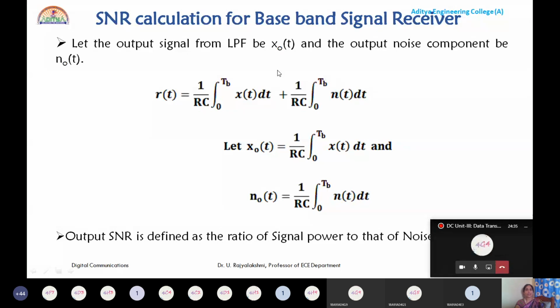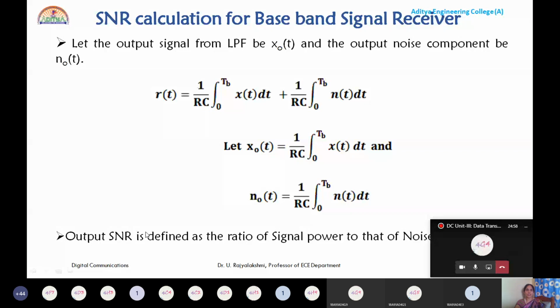So overall, the signal obtained is the integration of the input, which is r(t). So the total output is r(t), and we considered r(t) as x_0(t) plus n_0(t), where x_0(t) is the integration of the input signal and n_0(t) is the integration of the input noise component.